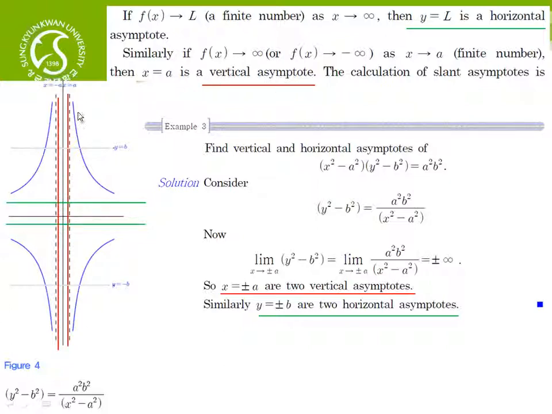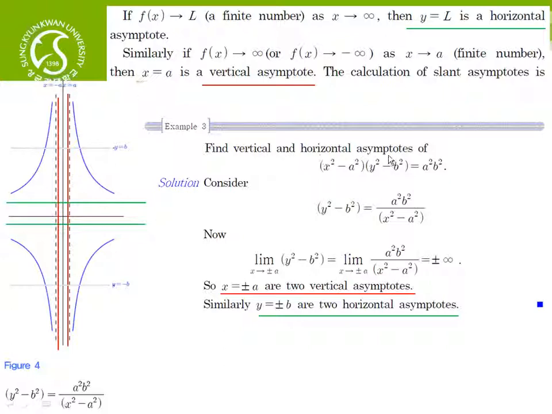The red one. x goes to a, but h of x goes to infinity like this. Then this is called the asymptote. That is called the vertical asymptote. The red one. Okay, this is the function. Okay, here.